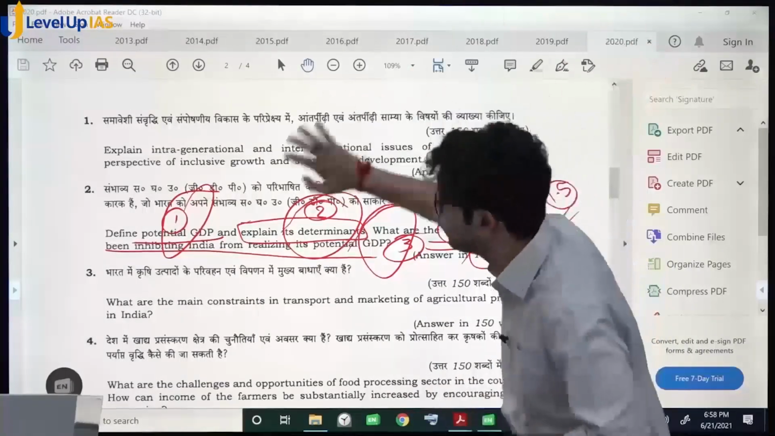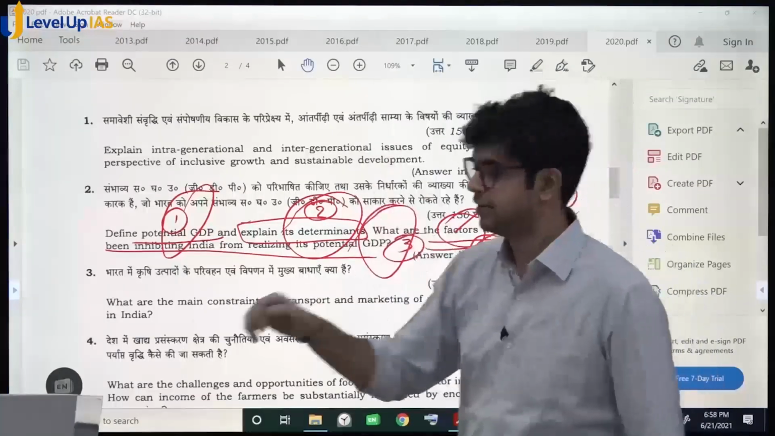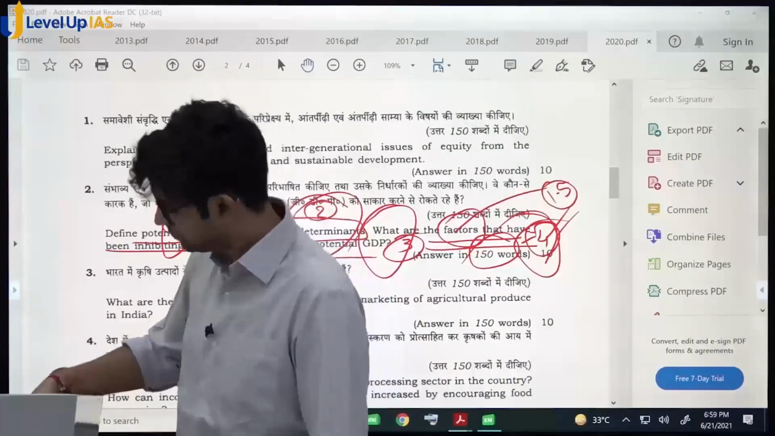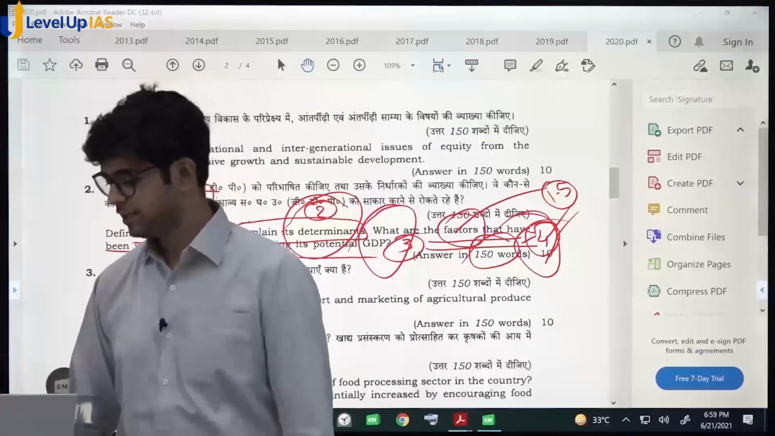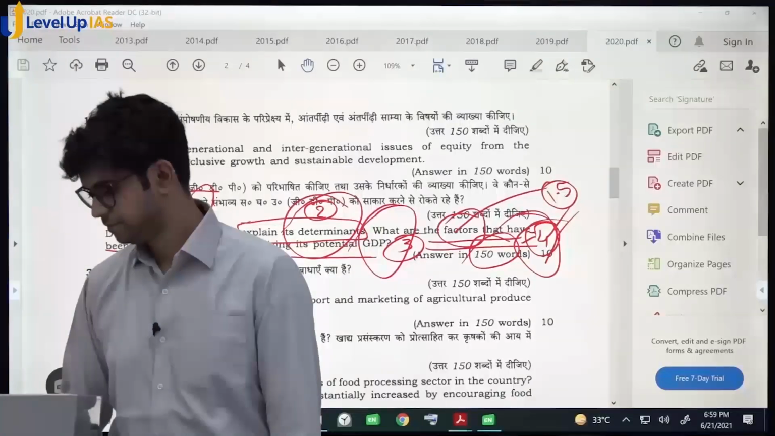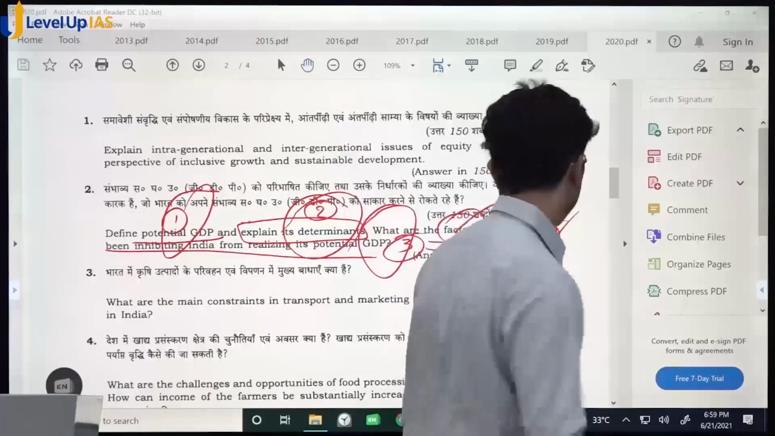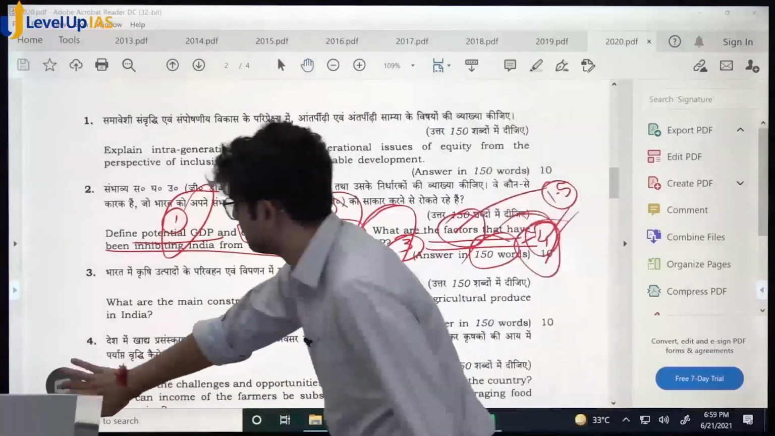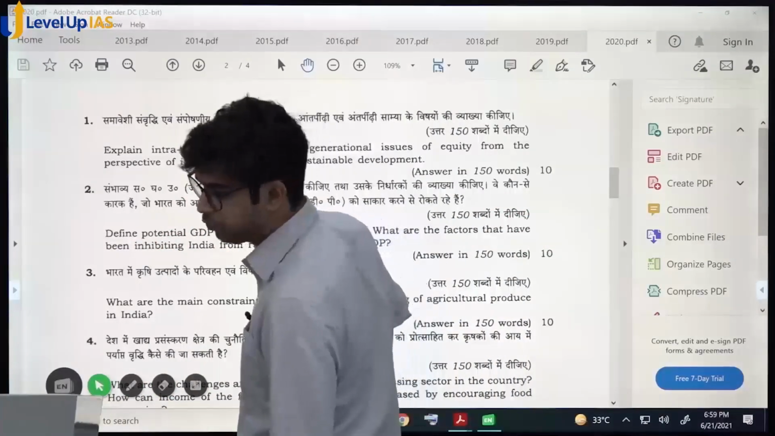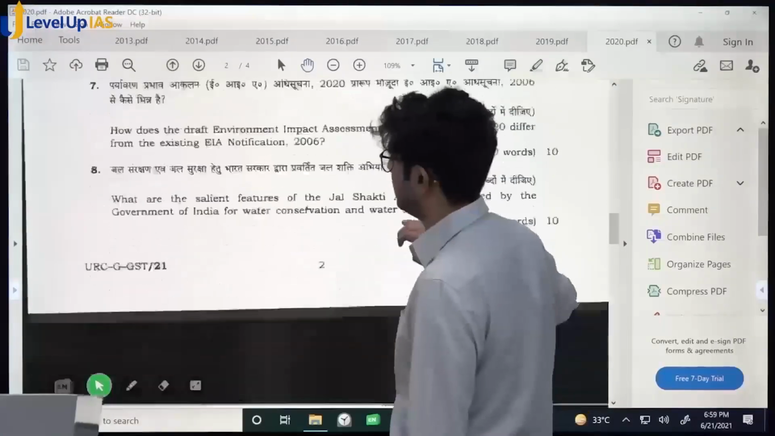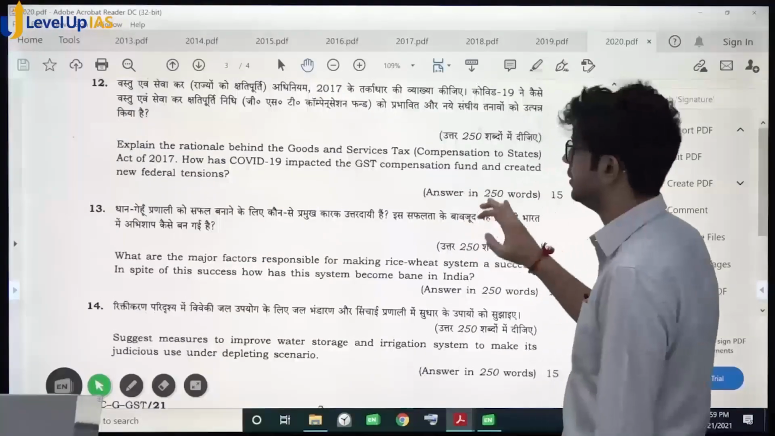Please write 2020 question 2 in your point 1. We have not seen any 15 markers in the latest papers. Now we go to same paper, 2020 question number 12. Your first 15 marker of your life, of GS3 life.